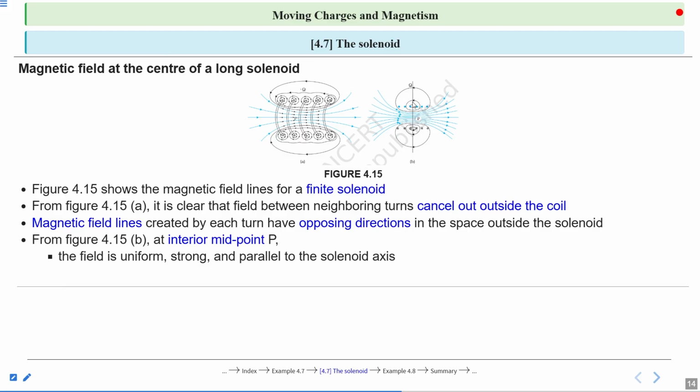Where is the non-uniformity? Outside. Now outside you can see the distance between the first two field lines is different from the distance between the second and third field lines. So there is a non-uniform magnetic field outside the solenoid, but inside the solenoid they are closely spaced and equally spaced. So the magnetic field is uniform, strong, and parallel to the solenoid axis, which is this horizontal axis. So at the interior midpoint P the field is uniform, strong, and parallel to the solenoid axis.